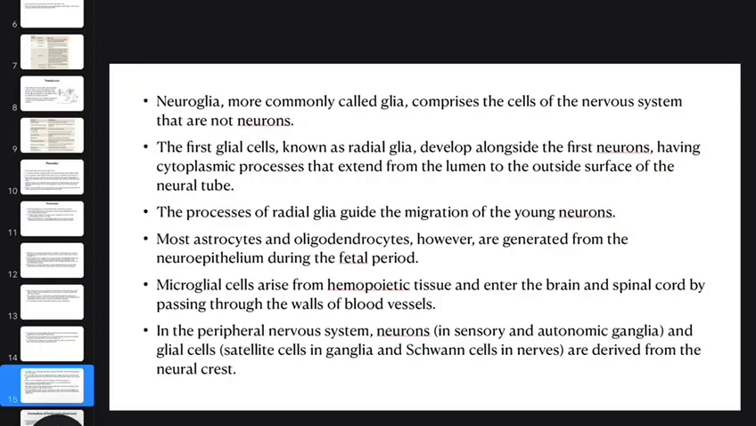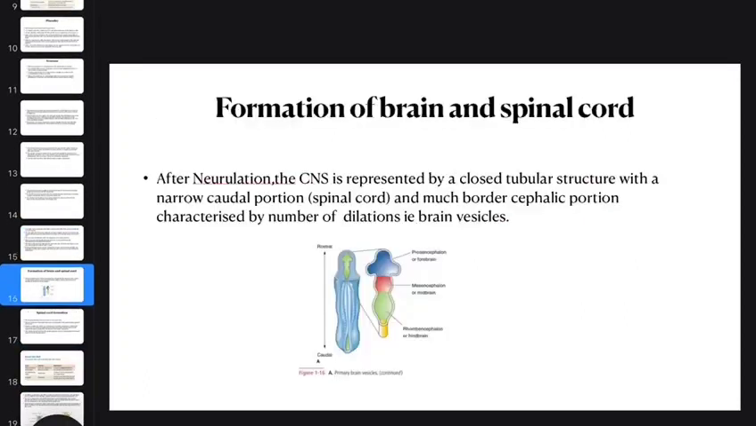Microglial cells arise from the hematopoietic tissue and enter the brain and spinal cord by passing through the walls of the blood vessels. In the peripheral nervous system, neurons, that is in sensory and autonomic ganglia, and the glial cells, that is satellite cells in the ganglia and Schwann cells in the nerves, are derived from the neural crest.